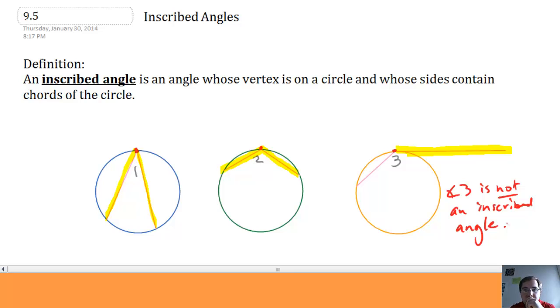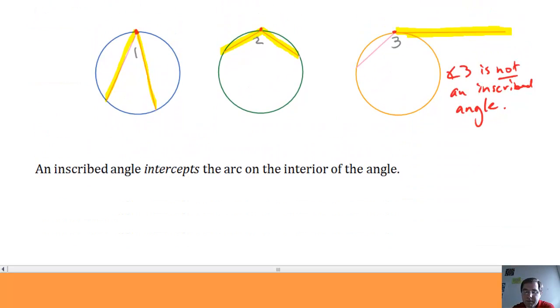So inscribed angles give us now a second type of angle in a circle. Previously we saw a central angle whose vertex was the center of the circle. An inscribed angle is any angle whose vertex is on the circle, so on the circle itself, and whose sides contain chords of the circle. An inscribed angle intercepts the arc on the interior of the angle.